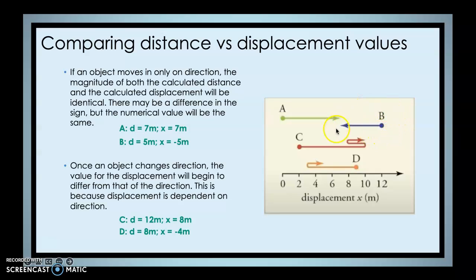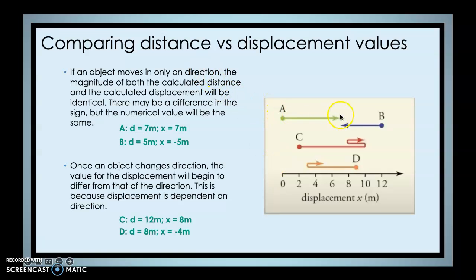And since it's in the positive direction, it's also a positive number. For person B here, they start at position 12, then they walk back to position 7, so that means they moved a total of 5 meters. So their distance is 5 meters. Their displacement, 12 is the XO, 7 is the XF, so 7 minus 12 gives us negative 5. Again, the negative is telling us that the person moved to the left. Not that they moved a smaller distance, but that they moved to the left.